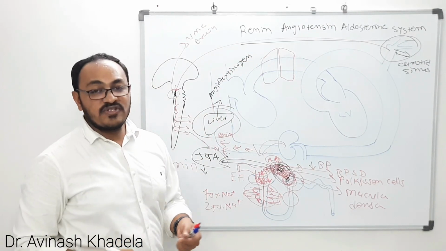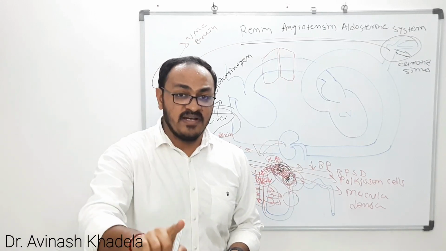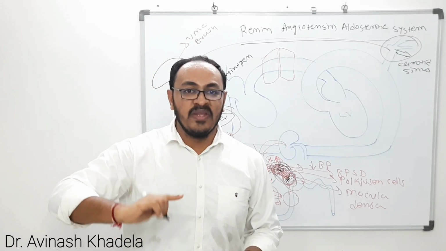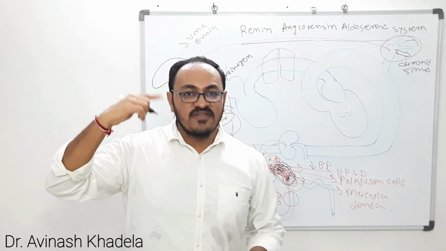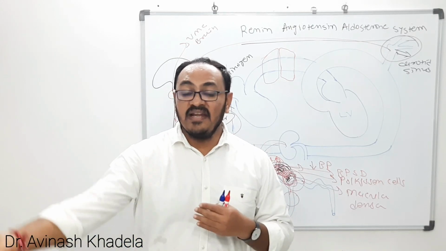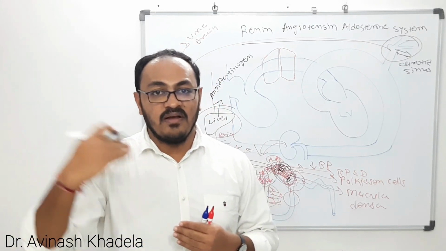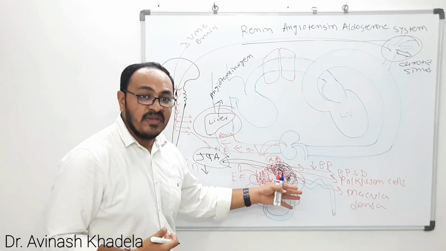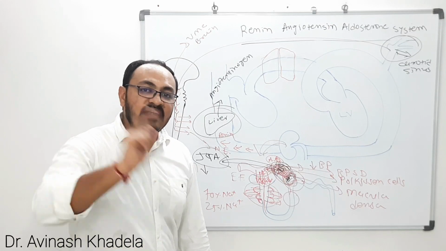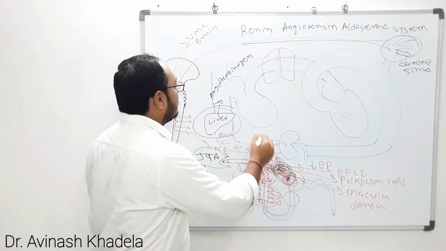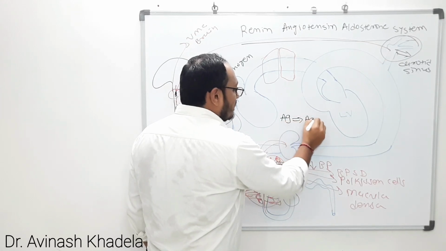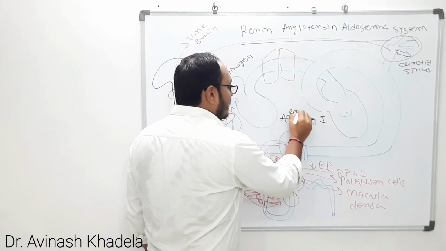This angiotensinogen is synthesized by the liver and secreted in the blood, and in a normal human we have angiotensinogen circulating in our blood continuously. But when the renin comes from the juxtaglomerular cell, it binds with the angiotensinogen and converts it to angiotensin 1 in the presence of renin.